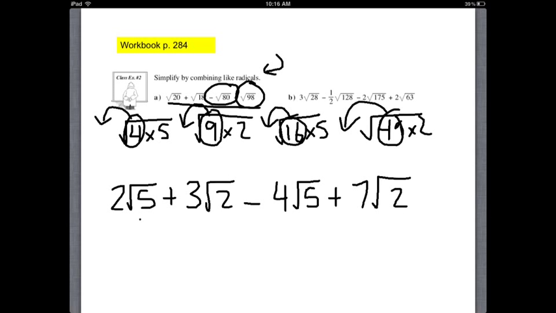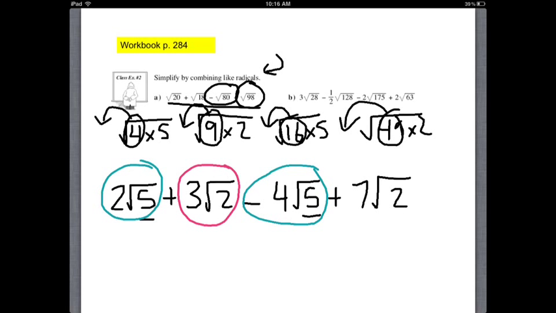Now you notice we have like radicals because the radicands are the same. I'm going to highlight them. Ones with the 5 radicand are green. The ones with the 2 radicand are the ones I'm highlighting in pink. Right? So you only collect those that are like.